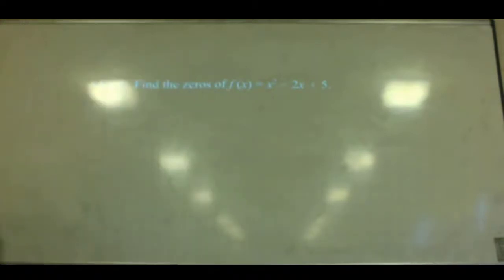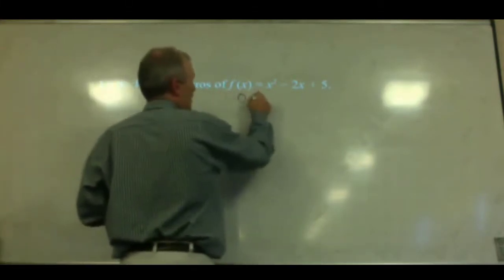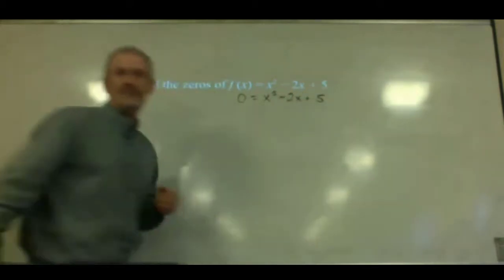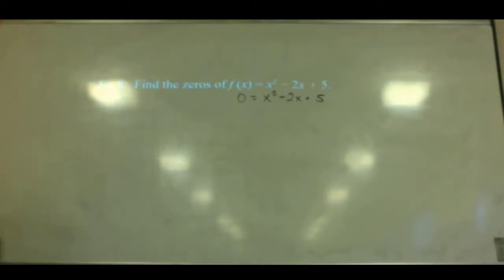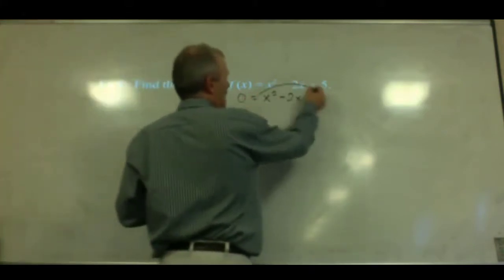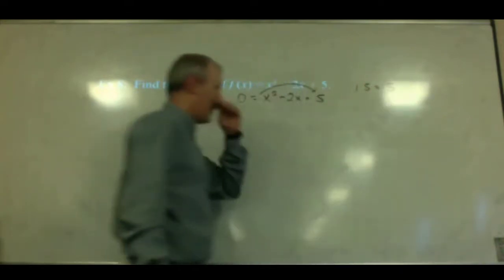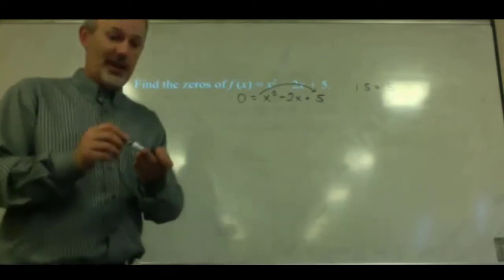So the question here says to find the zeros of the function. And it's quadratic, right? x squared. So to find zeros, we put in 0. Right? Now, our first option again is we'd probably try to factor this because it looks pretty easy to factor, doesn't it? Just an x squared. So we would multiply this times this, and that's 1 times 5, and that is 5.